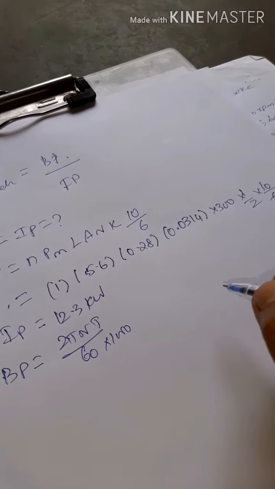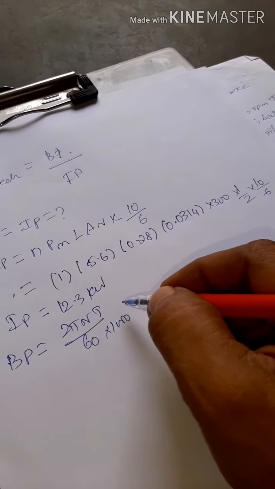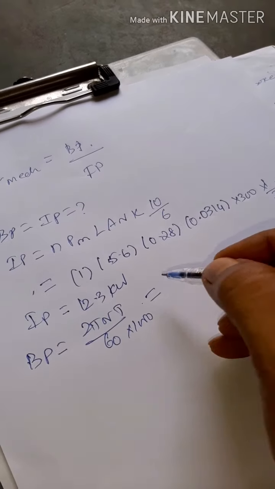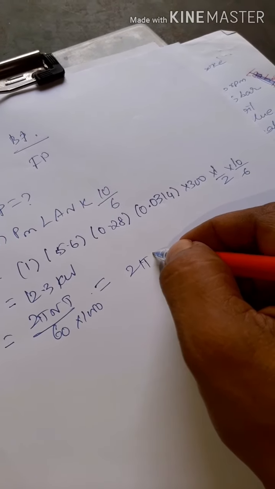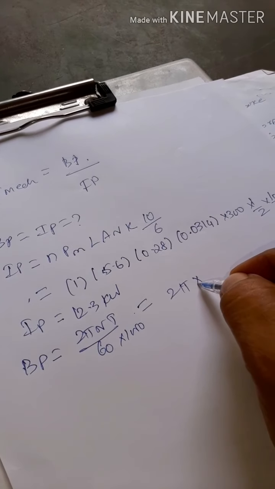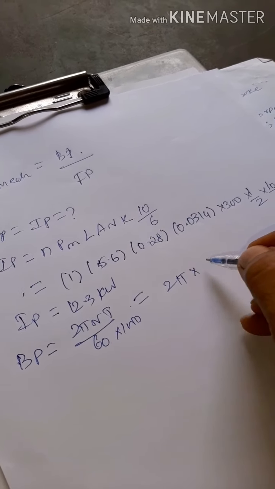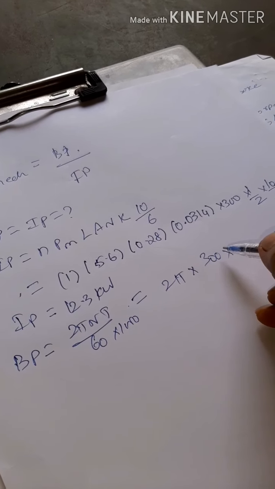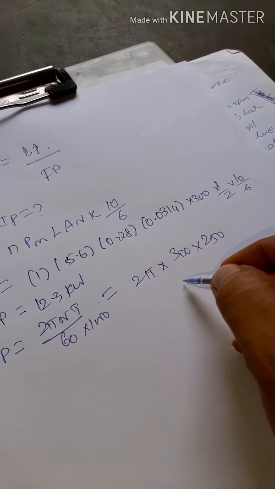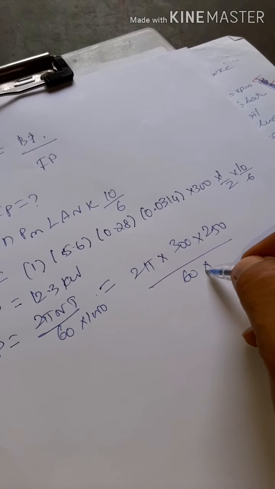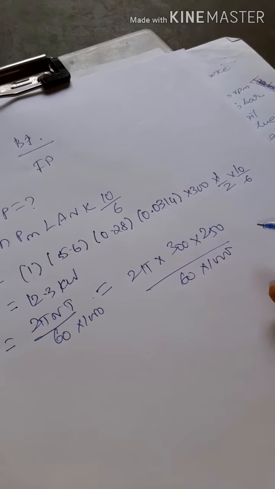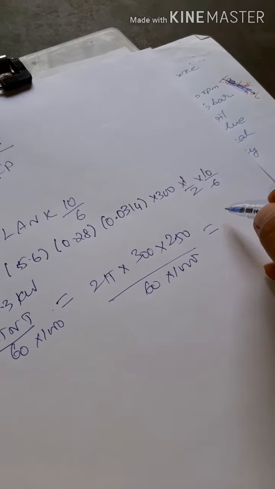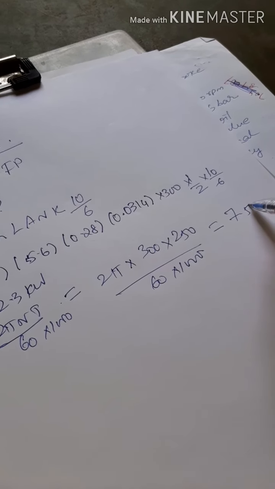Next, brake power. Brake power is equal to 2 pi N T by 60 into 1000. So substitute, the torque is given now. You need not calculate effective brake load and all these things, because it is a big problem. So 2 pi into N, where N is given as 300 rpm, multiplied by torque, which is given as 250, divided by 60 into 1000. Then you are going to get the brake power value as 7.5 kilowatts.